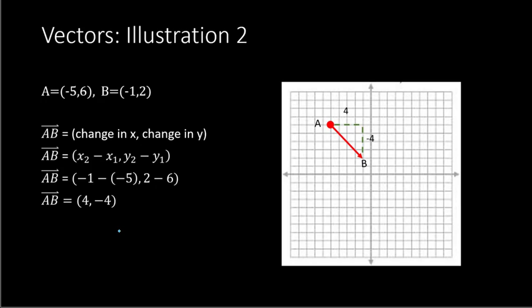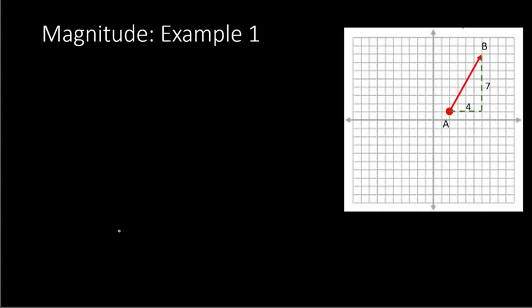Now with vectors, we said that vectors have magnitude and direction. So next we want to be able to calculate the magnitude of any given vector. To do that, it's going to be based off your Pythagorean theorem. In this example, we have this vector AB, and the change in x is 4, the change in y is 7.